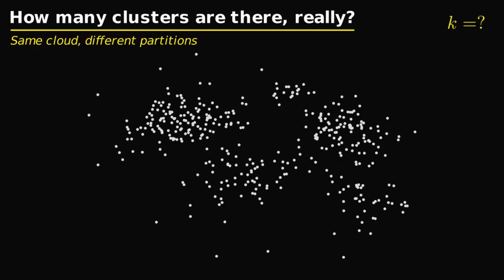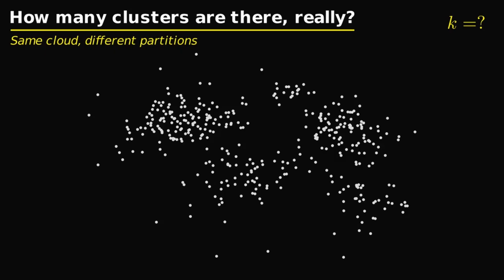This video assumes that you have viewed the previous one. We will use the data cloud shown here throughout the discussion. In our example, the data are two-dimensional, so visual inspection is still possible. In higher dimensions, that luxury disappears.